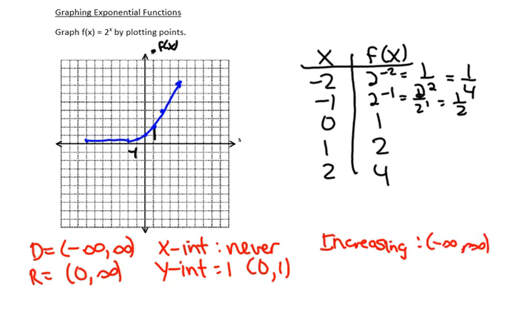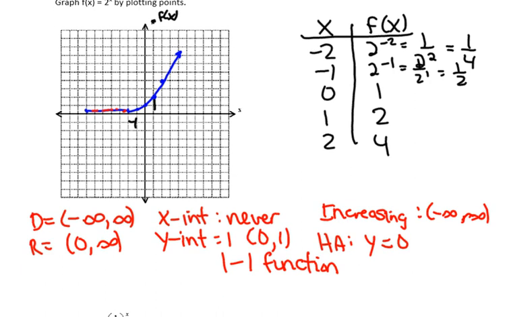Now, notice, because it's never going to be 0, we have a horizontal asymptote at y equal to 0. Notice the horizontal line that I'm trying to draw here. And it is a one-to-one function. What is the significance of that? Because this is a one-to-one function, that means this function has an inverse. We'll talk about what that inverse looks like later on.